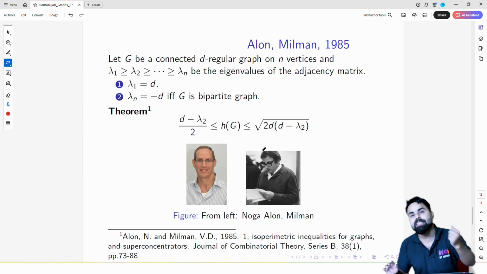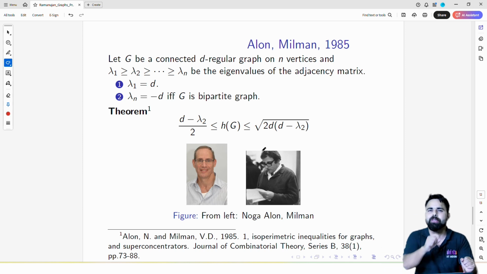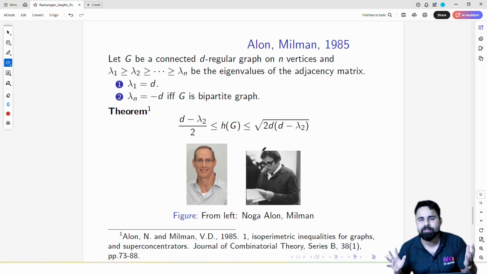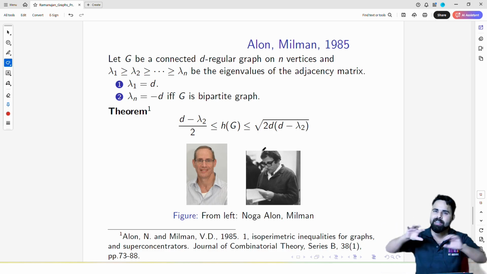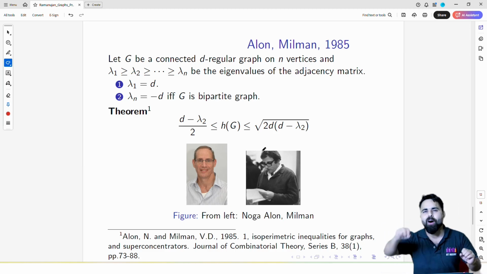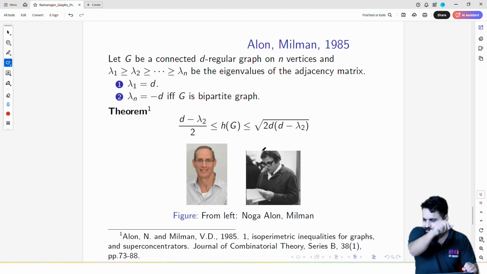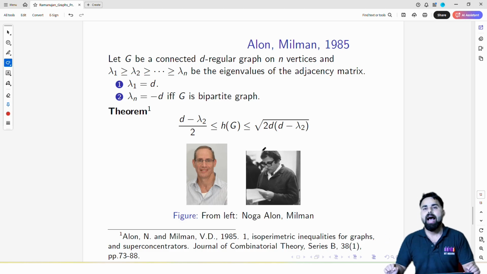Here d is a constant. That means if lambda 2 is small, d minus lambda 2 will be large, right? So we want d-regular graphs where lambda 2 is small, and this might give you a family of expanders. If you can generate such graphs where lambda 2 is always strictly less than d. Remember, if lambda 2 becomes d, the graph is disconnected, right? So lambda 2 has to be less than d for every member of that family, and the smaller it is, the better the family, and the better h(G) will be.